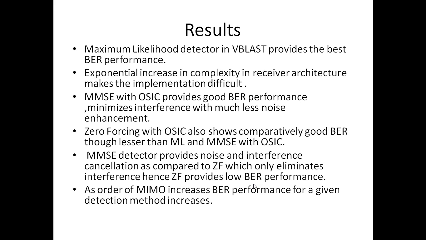The maximum likelihood detector provides the best BER performance, but it has an exponential increase in complexity, so its implementation is difficult. You have MMSE with OSIC. It provides good bit error rate performance. It minimizes interference with much less noise enhancement. You have zero forcing with OSIC. It shows comparatively good bit error rate if you compare it only with zero forcing, and slightly worse than MMSE, but it still has a long way to go. Then you have the MMSE detector. It provides noise and interference cancellation as compared to zero forcing, which only eliminates interference. Hence, ZF provides low BER performance. And lastly, increasing the MIMO order improves BER performance for a given detection method.